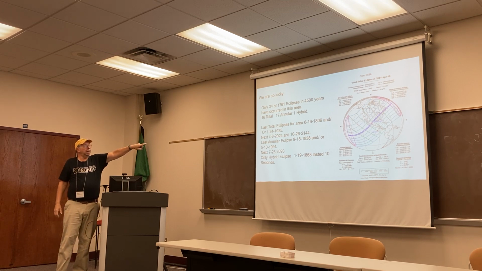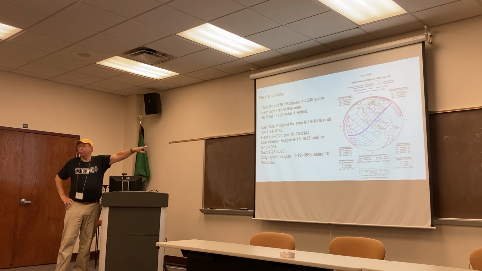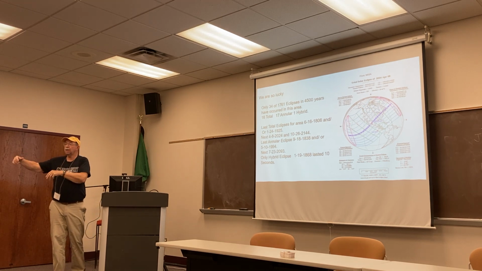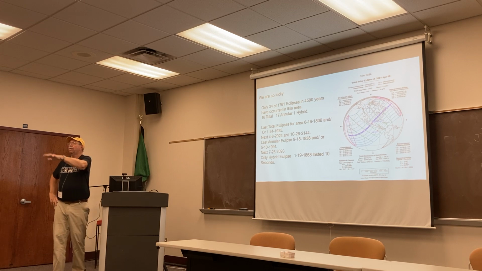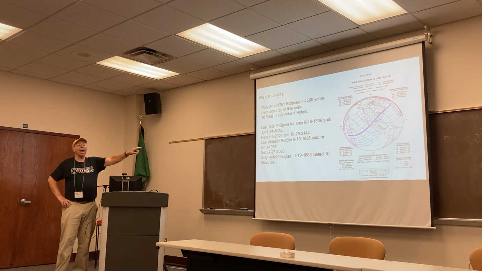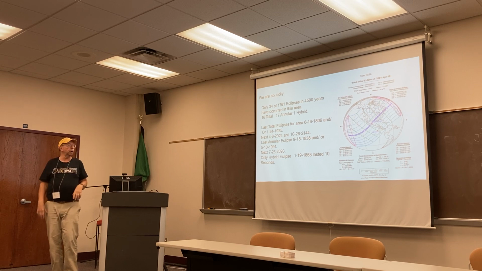So the last total eclipses for this area were in 1806 or 1925. Some of the area here saw the 1925 one, other sections did not. The next one, of course, is going to be April the 8th next year. But after that, October the 26th, 2144. 120 years later for the next one to occur.